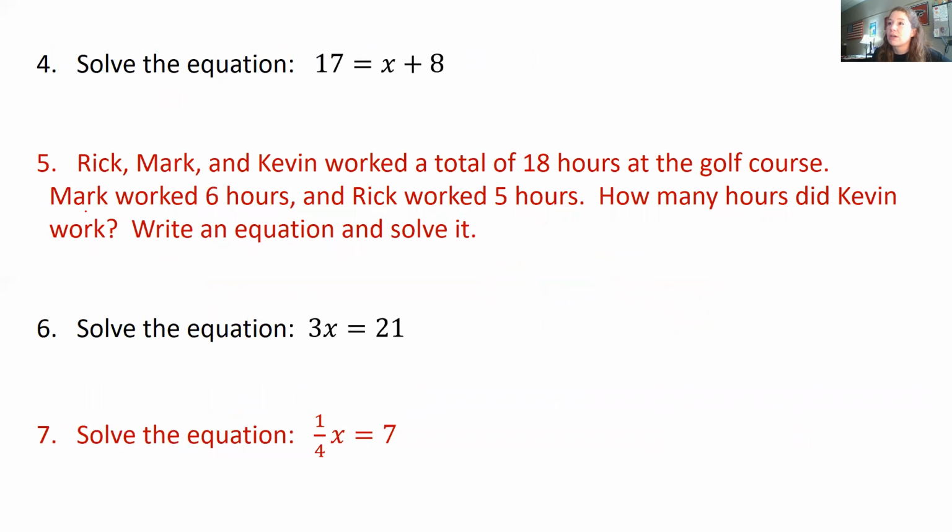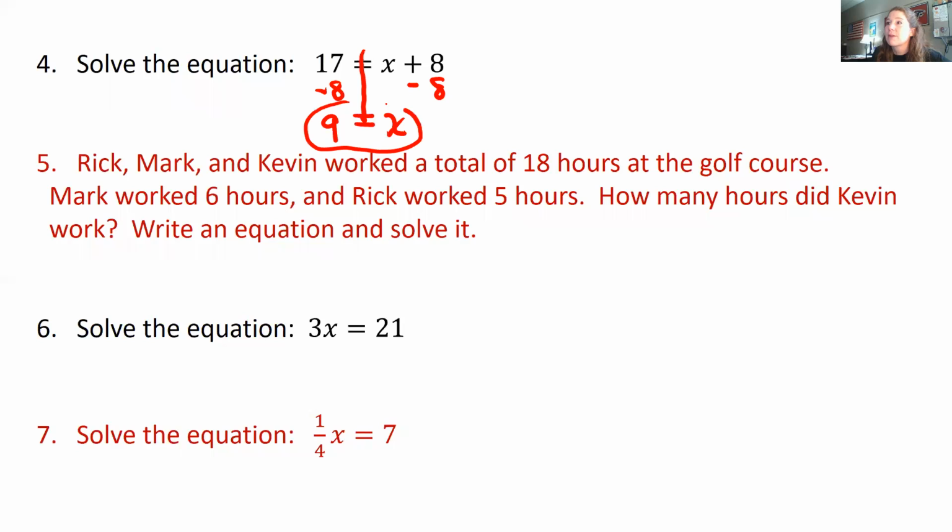Number 4, we want to solve for X. So what is on the side with X? On the side with X is plus 8. So how do I get rid of plus 8? I subtract 8. So X is equal to 9.